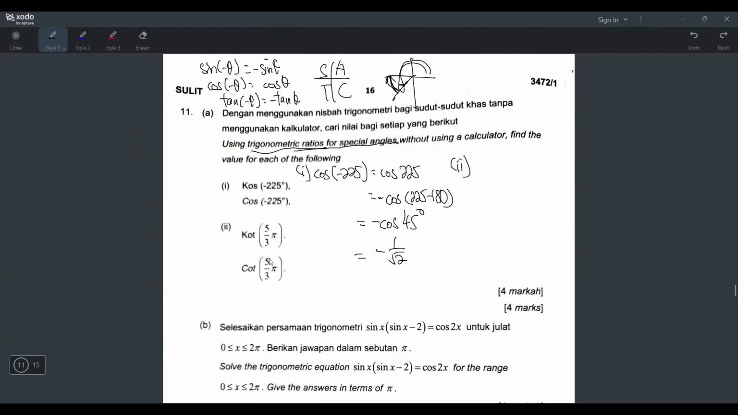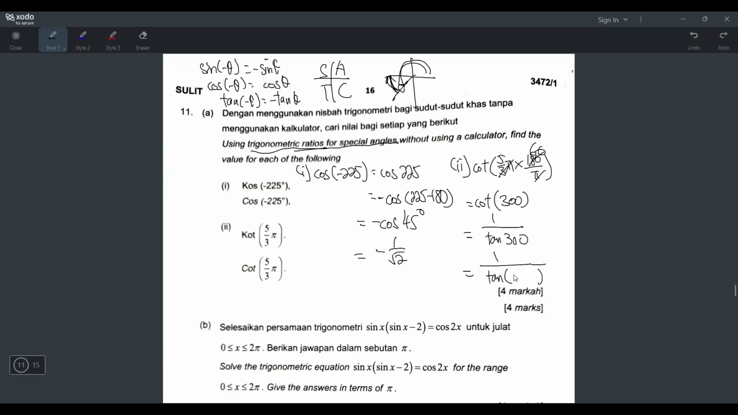Number 2 asks us to find cot 5/3 pi. Okay, this one is obviously in radian, right? So let's convert to degrees by times 180 over pi. So let's see what we get here. Pi can cancel with 180, 180 times 5 over 3 is 300. So cot 300 is actually 1 over tangent 300. And let's find the reference angle. Tangent, but make sure you leave an empty space here, because later you have to check positive or negative.